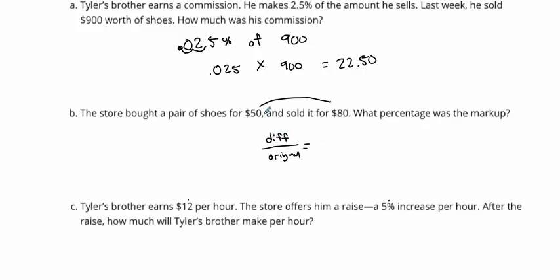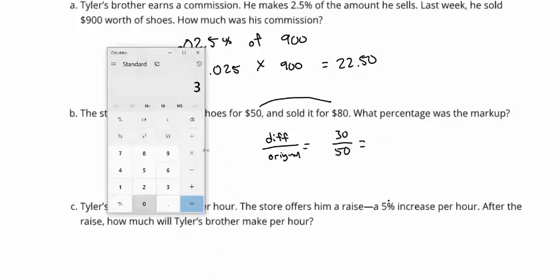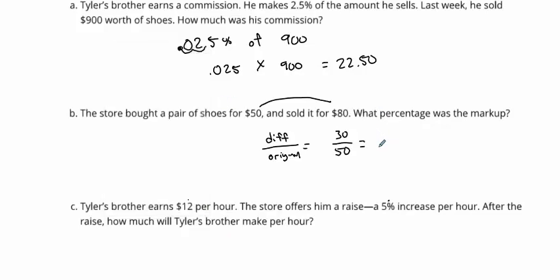So the difference is $30. The original amount was $50. So that 30 divided by 50 is 0.6. And if we change that to a percent, 1, 2, it changes to 60%. So that was a 60% markup.